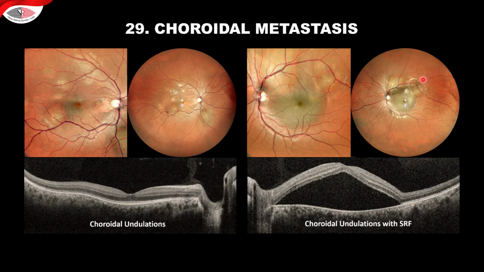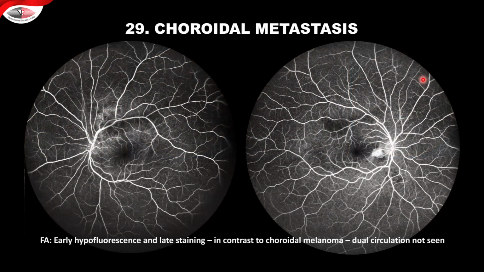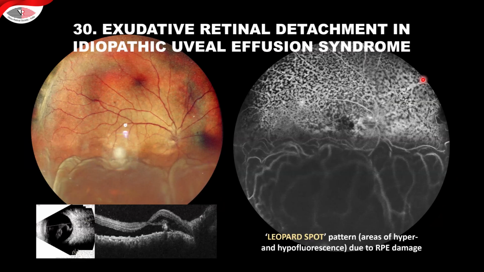Here, hemangioma can lead to a lot of fluid exudation, and here you see elevated macula because of that. And when you do an angiogram, you may see early hypofluorescence and a late staining, in contrast to the melanoma, where dual circulation was seen, is not seen here that typically.